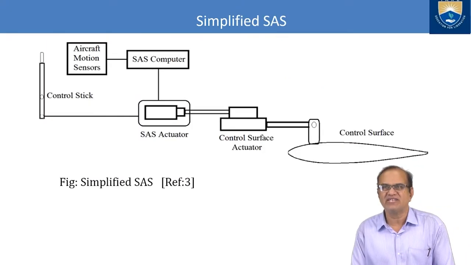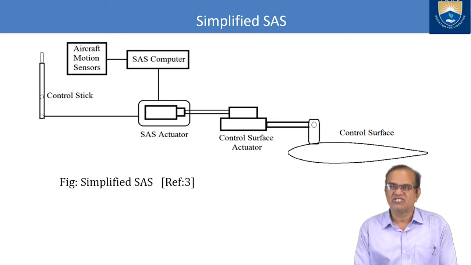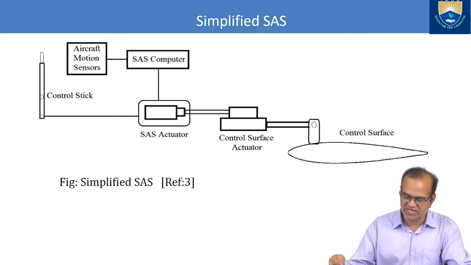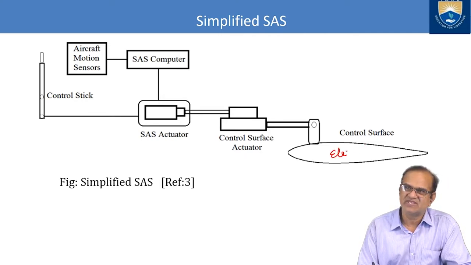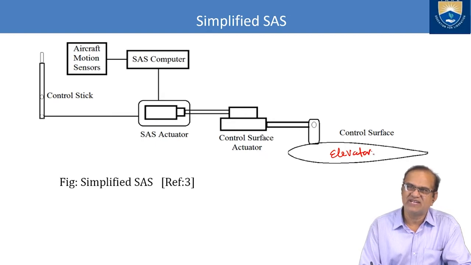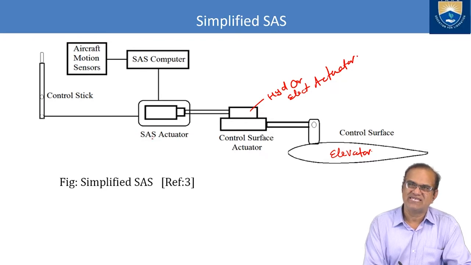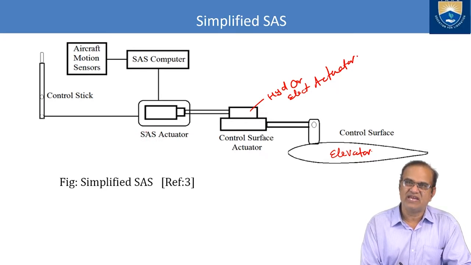Here I am showing a simplified stability augmentation system. Here are the control surfaces. Maybe you just see it as an elevator. This is the elevator here. Here we have the control surface actuator. It may be a hydraulic actuator or an electrical actuator. Then we have the SAS actuator, the stability augmentation system actuator. Here we have a small computer. It is called the SAS computer.